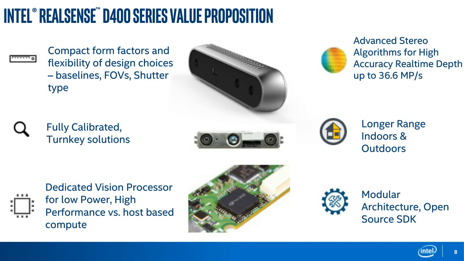And of course, the vision processor itself is a low power and high performance computation device that gives you all of this onboard computation, allowing for a lower powered CPU to do all of the other work.